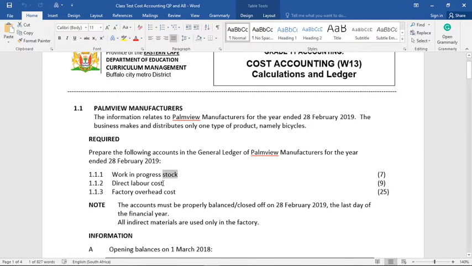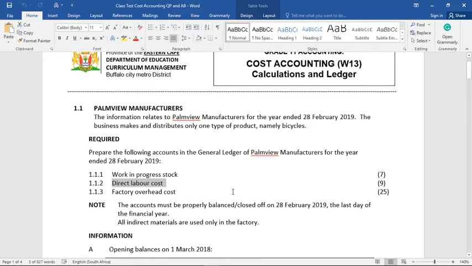The second account was direct labor cost. So the total value of your direct labor costs, including contributions. Please remember that. Number 1.1.3, the factory overhead cost is the behind the scenes expenses relating to the factory.